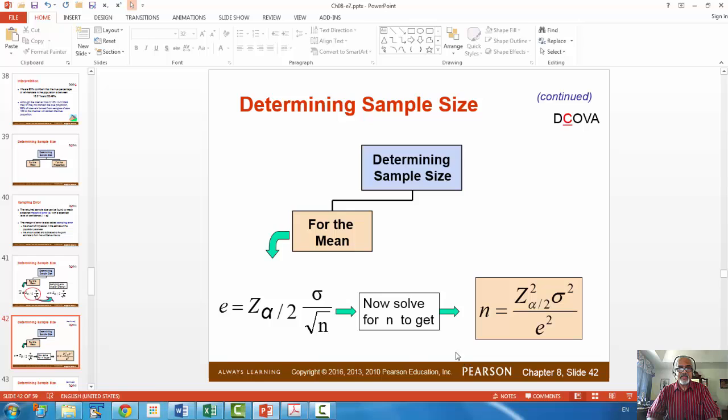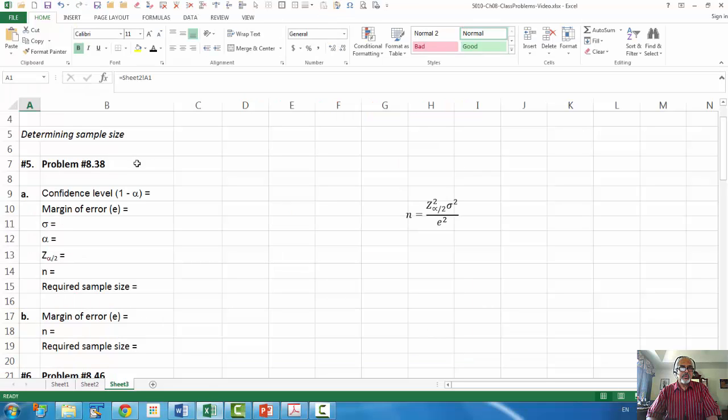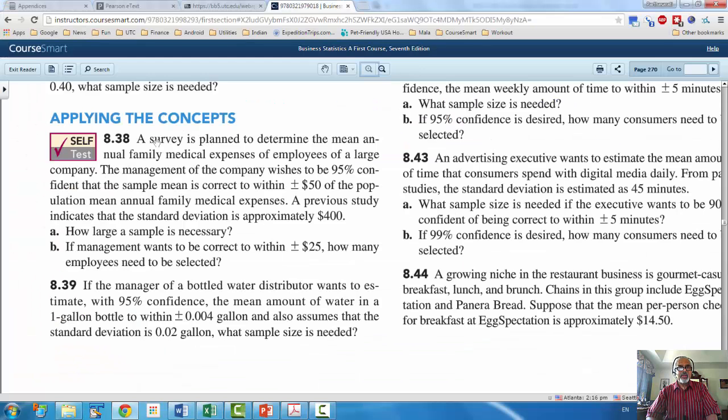So let's look at an example. Example 8.38. A survey is planned to determine the mean annual family medical expenses of employees of a large company. The management of the company wishes to be 95% confident. We want to have a 95% confidence level, and we want the sample mean to be within plus or minus $50 of the population mean, or we want to limit the margin of error to just 50. And we have a previous study that indicated that the standard deviation is approximately 400.